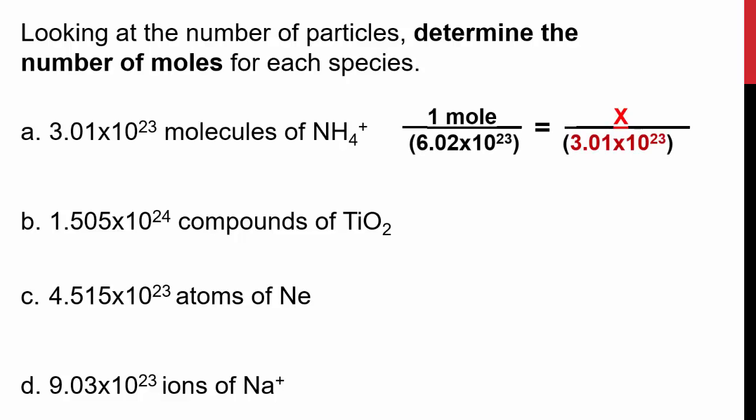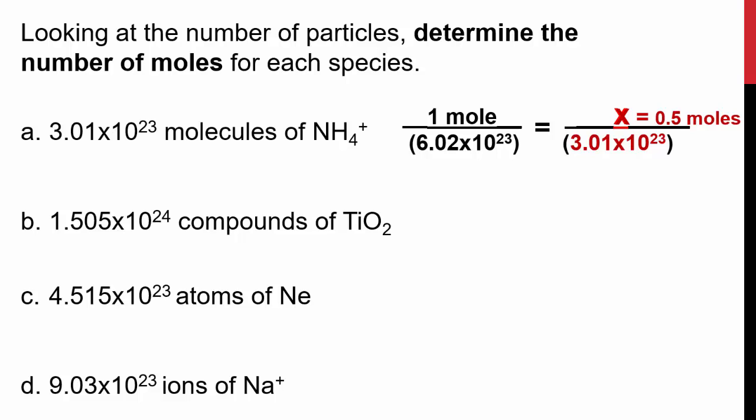We know that 1 mole is equal to 6.02 times 10 to the 23rd. We also know that we have some unknown amount, and we don't know how many moles that is. So we put x over 3.01 times 10 to the 23rd. We will then cross multiply and divide, and x tells us that we have 0.5 moles of NH4 ions.